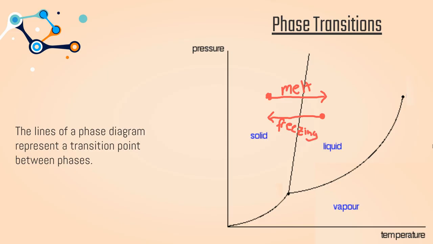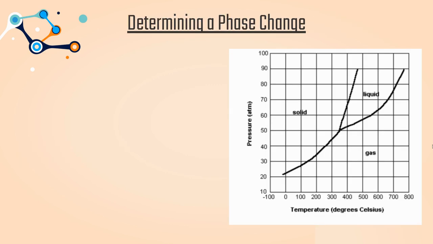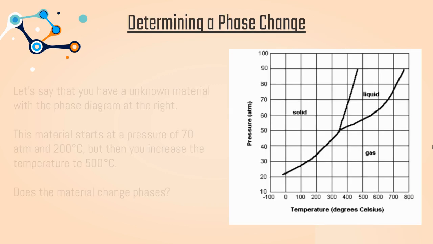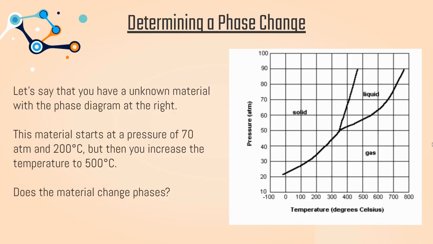Now, let's take a look at how this works. Let's say we have this material, and we know it's starting out at, we'll say, 70 atms of pressure and 200 Celsius. I'll actually find that right now. I'll go to 200 Celsius on the x-axis, 70 atms on the y-axis, and I can see that where these intersect is a solid. Now let's say we're going to increase the temperature to 500 Celsius right here.